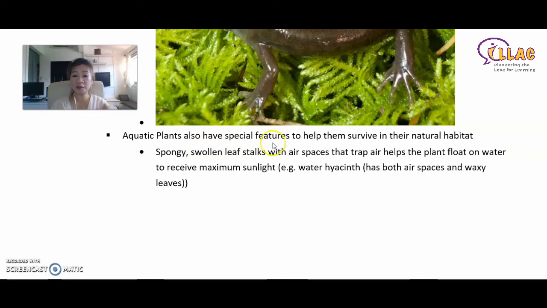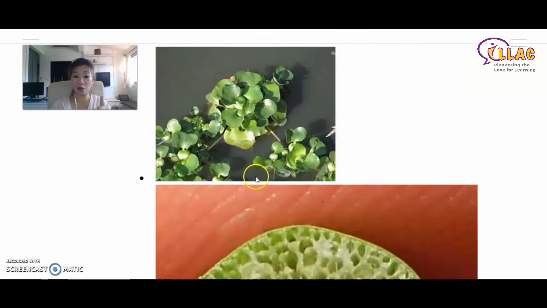Aquatic plants also have special features to help them survive in a natural habitat. So for example, they can have spongy, swollen leaf stalks with air spaces that trap air to help the plant float. For example, water hyacinth. This is the water hyacinth.